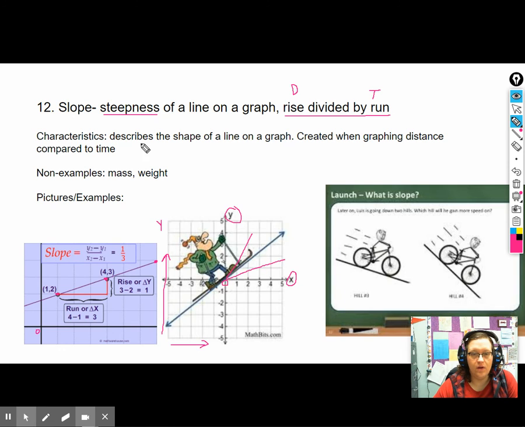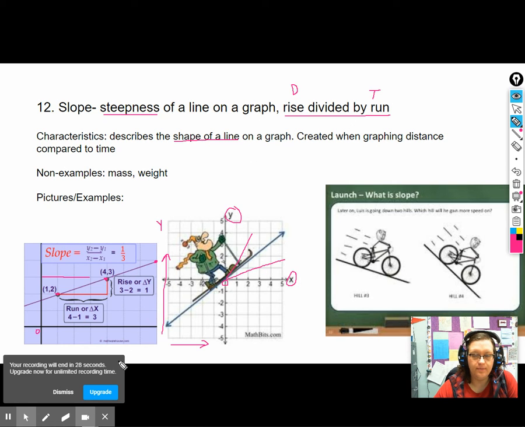So you need to know that this is the shape of the line on the graph. Steeper is faster, less steep is less fast. And remember, if you ever see a straight line, that means the motion has stopped. Non-examples could be mass, weight, distance, time, those things by themselves. Okay? So make sure that you have some good examples on your page. Vocabulary words 1 through 12 are all fair game for the quiz on Tuesday.